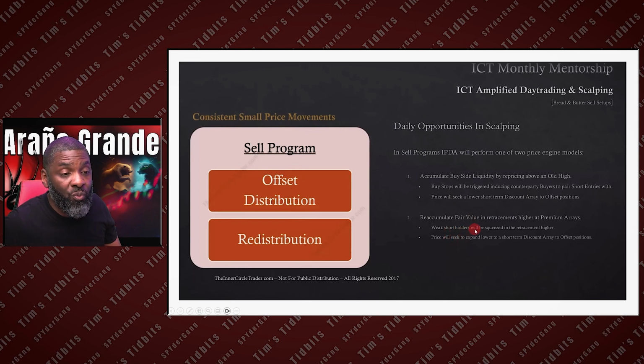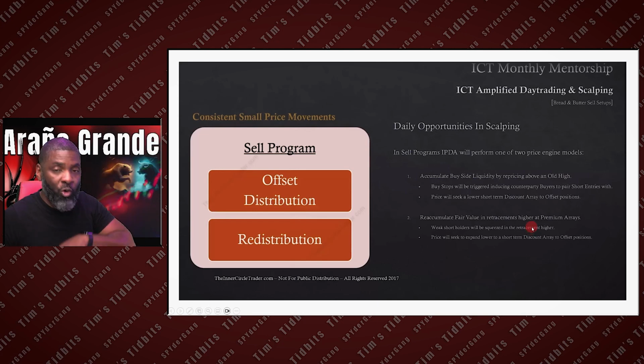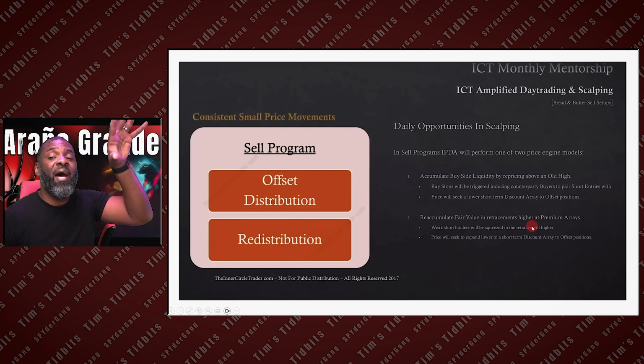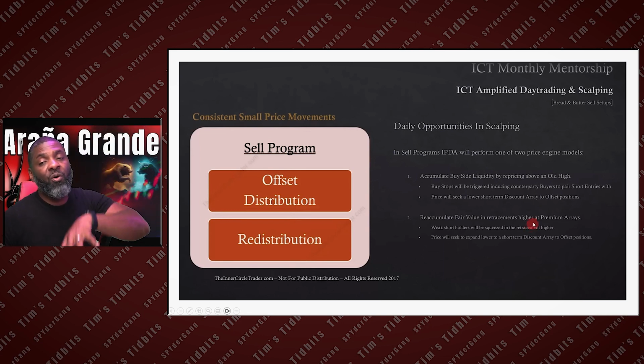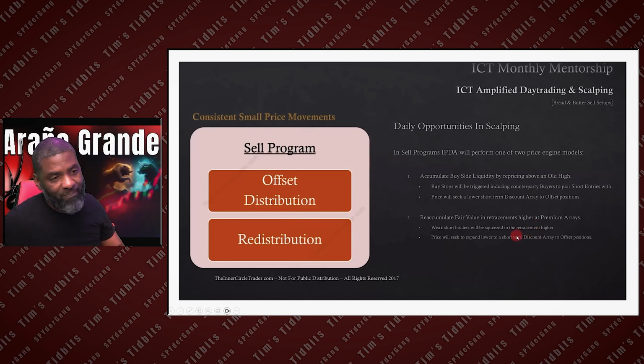Reaccumulate fair value in retracements higher at premium arrays. See, you're going to the premium instead of to the discount. You're going to highs instead of lows. You're going to bearish PD arrays instead of bullish PD arrays. Just flipping it over on its head.